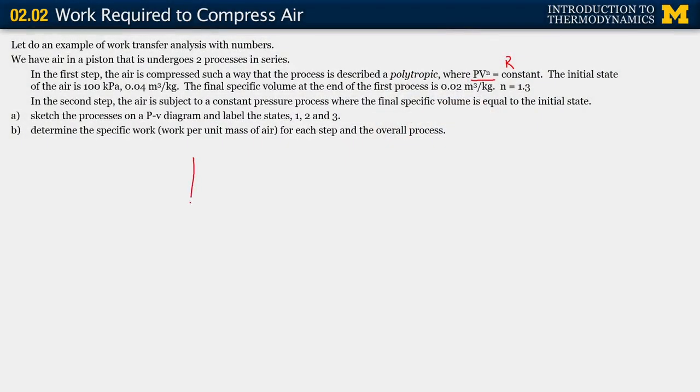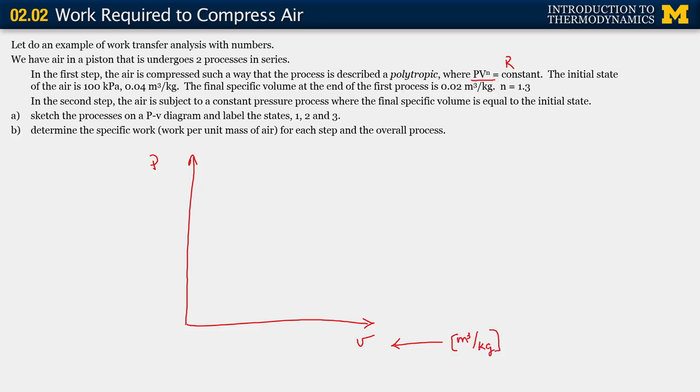So let's start by doing that first step, which is the PV diagram. We'll answer the first part of this problem. So here's my PV diagram. I have pressure on one axis. And again, learning moments, we are now looking at a specific volume. So that's a lowercase v. So that has units of meters cubed per kilogram.